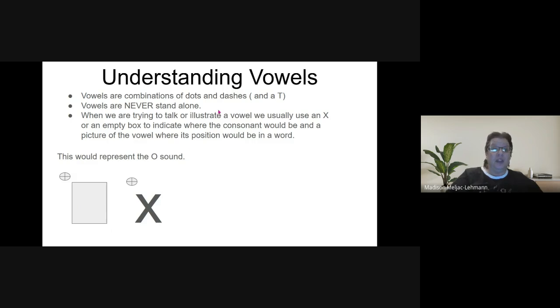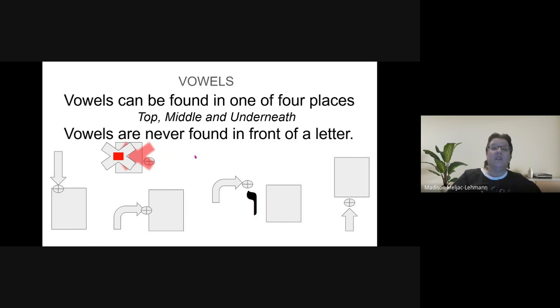Now, a couple of things we need to know. Vowels never stand alone, okay? They're always a combination of dots and dashes, and I call it a T, but it's really a tiny little T symbol sort of that goes underneath the letter, and that makes an A sound. We'll talk about that. But vowels never stand alone. You'll never find a dot with nothing next to it. It may look like there's nothing there, but there is. So that's one of the first rules you need to know.